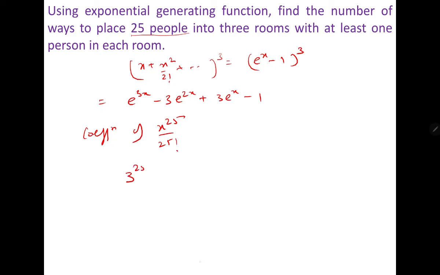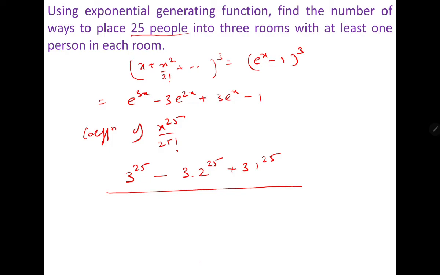So the first term contributes 3 raised to the power 25 minus 3 times 2 raised to the power 25 plus 3 times 1 raised to the power 25. Yes. Now if we see combinatorially, then it is a comparatively more difficult problem. Let's see how it is represented.